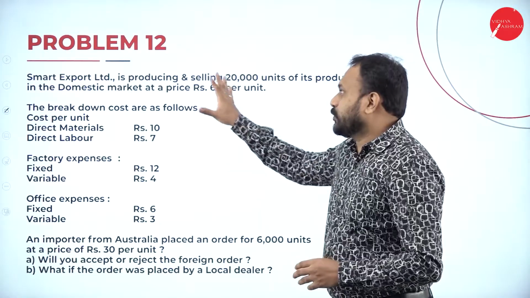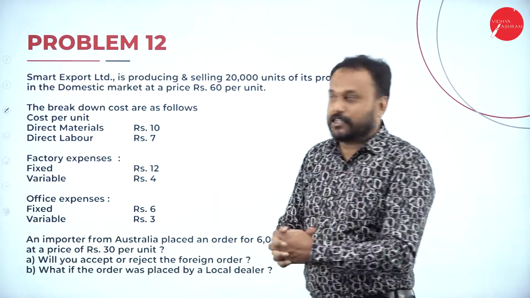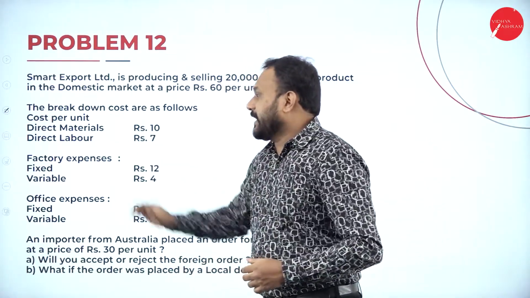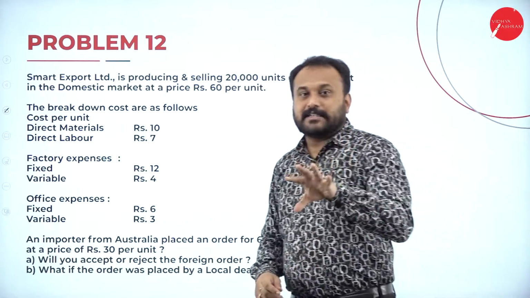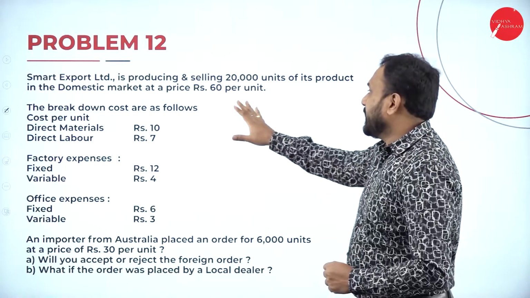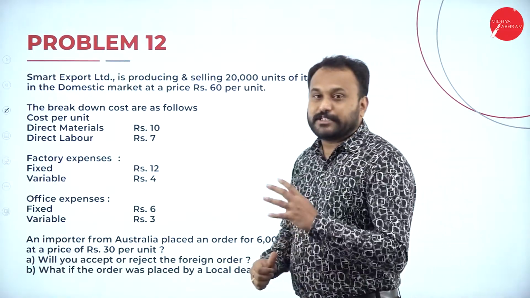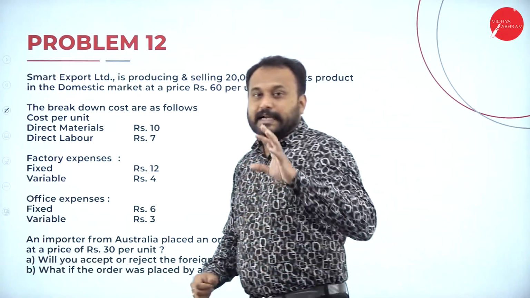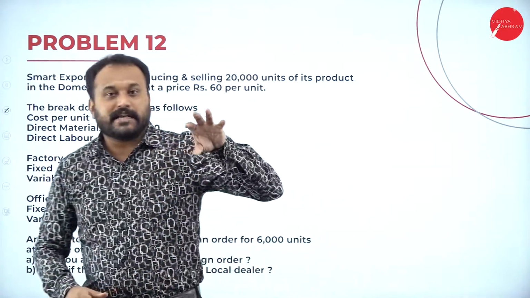Now problem number 12, and this is the last problem of marginal costing. We have Smart Export Limited. There is a company called Smart Export Limited, producing and selling 20,000 units of its product. That means they are selling as well as producing.